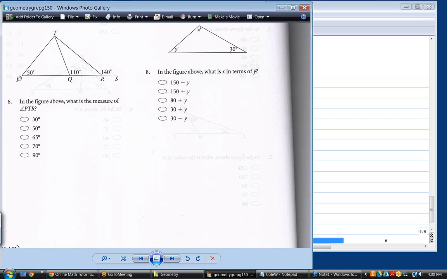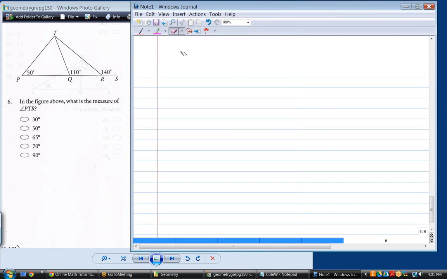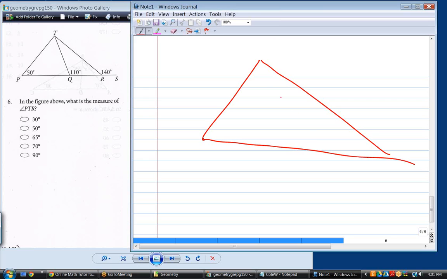This one, they want PTR, this big angle up here, the combination of these two little angles. Always remember that you're going to have to figure out something else first. So let me draw this. This one's 110. This one's 140. Let me label it and tell me what you can label by letters.